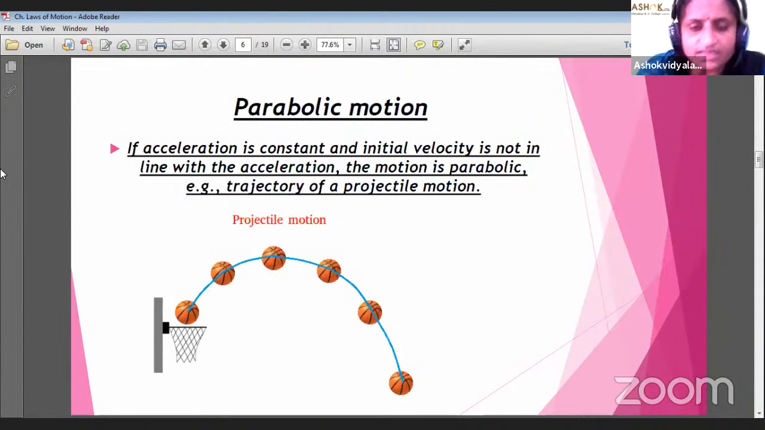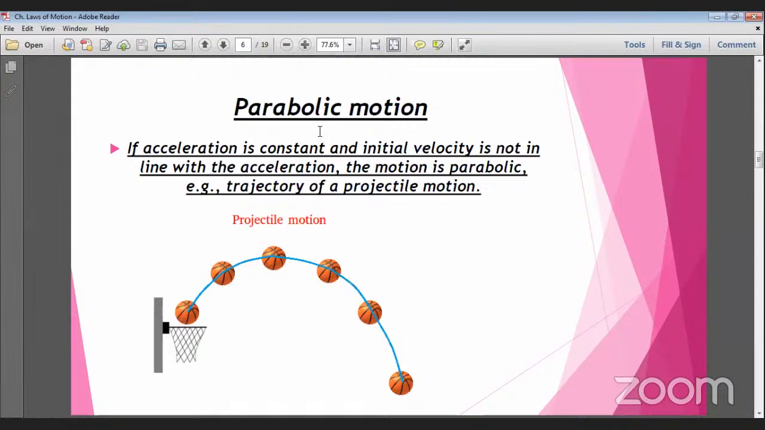Next one. If the acceleration is constant and the initial velocity is not in line with the acceleration, the motion is parabolic, a trajectory or projectile motion. In the last chapter, we already saw what projectile motion is. See, this is an example of projectile motion. If acceleration is constant and the initial velocity is not in line with the acceleration, the motion is parabolic. Projectile motion is also called parabolic motion.